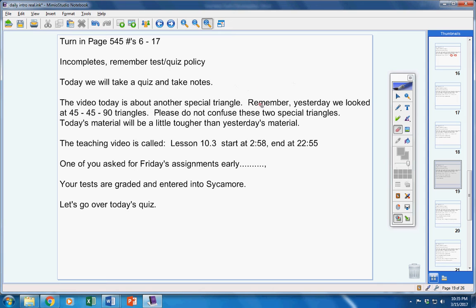Now, on number 3, you've got to multiply the 2 radicals together and then write your 2 answers. Now, notice numbers 4 and 5 are 45, 45, 90 triangles. So on number 4, find the length of the missing leg. And number 5, find the length of the missing hypotenuse.